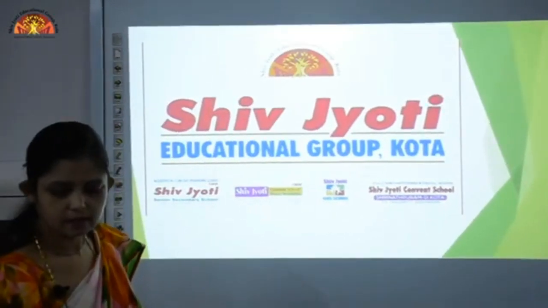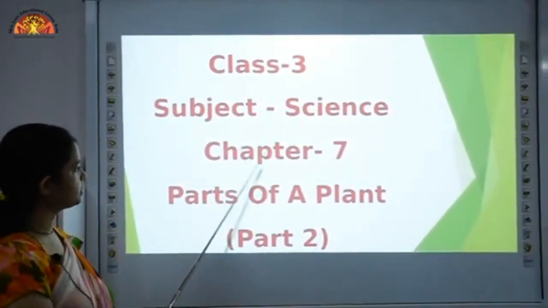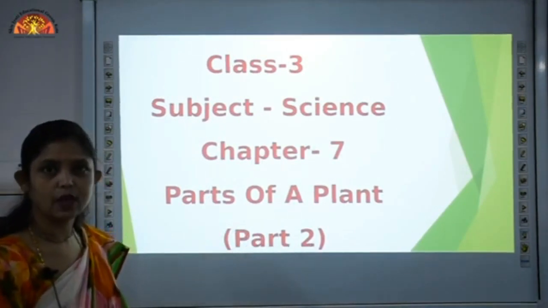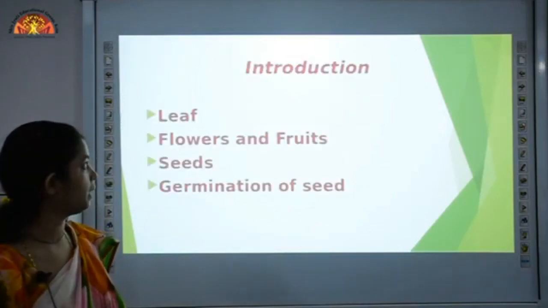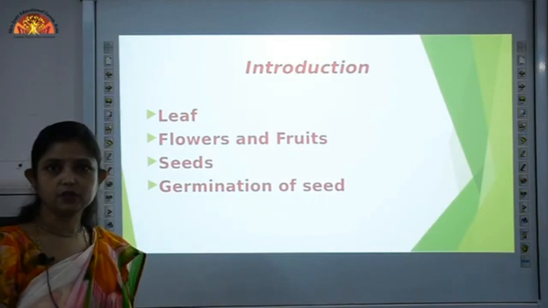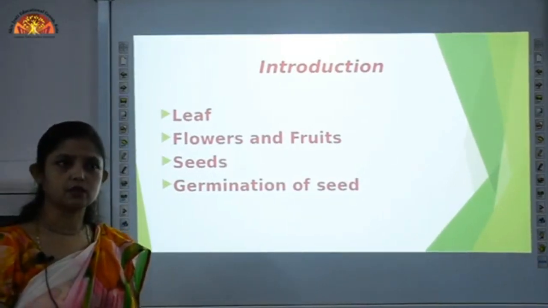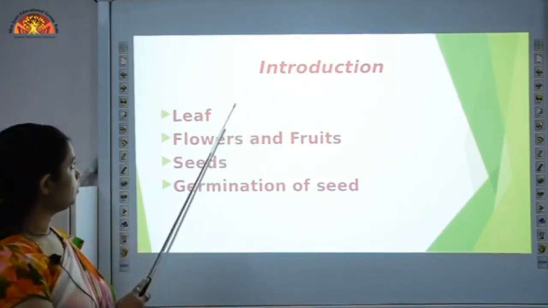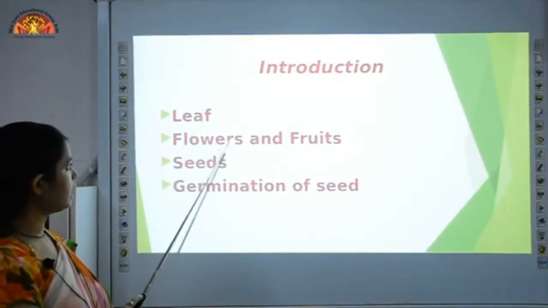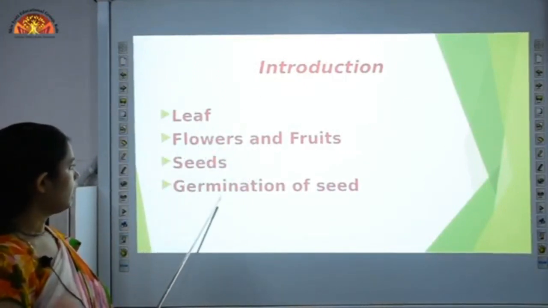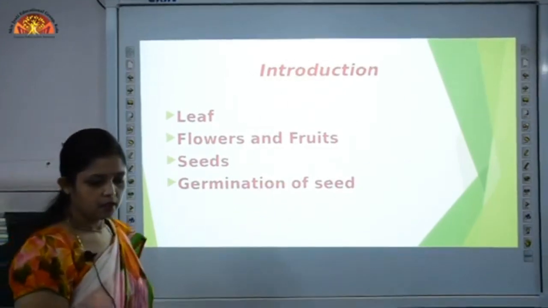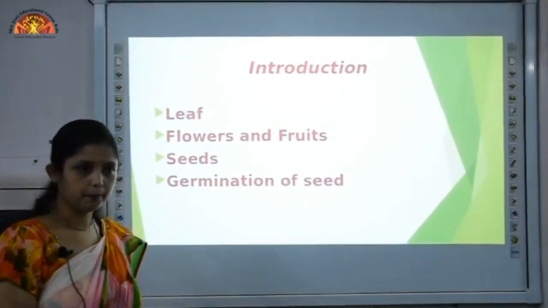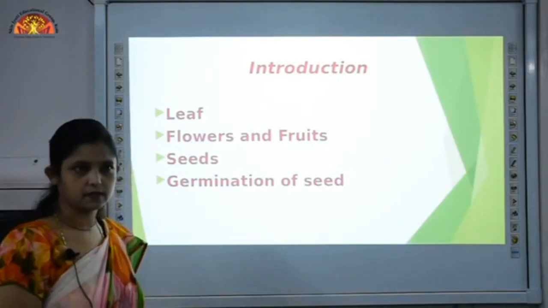Today we will discuss Chapter 7, Parts of a Plant. As we are discussing this chapter in two parts, and we have already discussed part 1, in which we studied about stem and roots, today we will take the remaining part of this chapter. In this part we will learn about leaf, flowers and fruits, seeds and germination of seeds. Before we start, all of you open your books, chapter 7, page number 56.